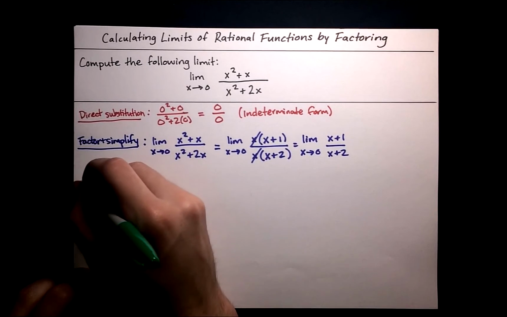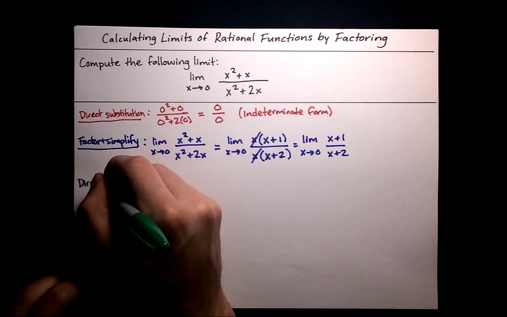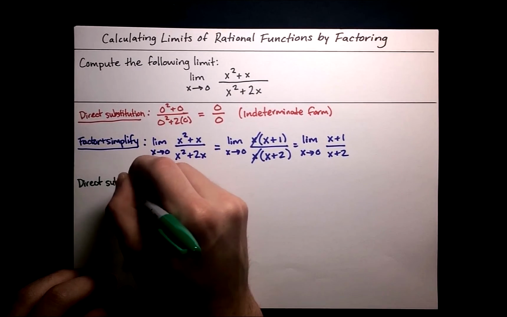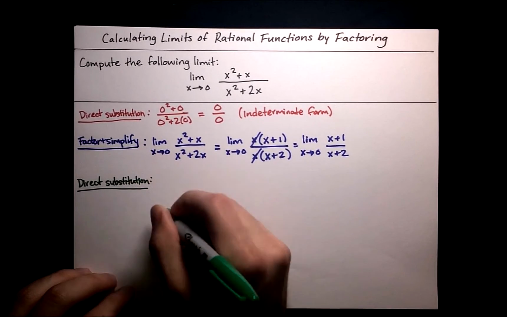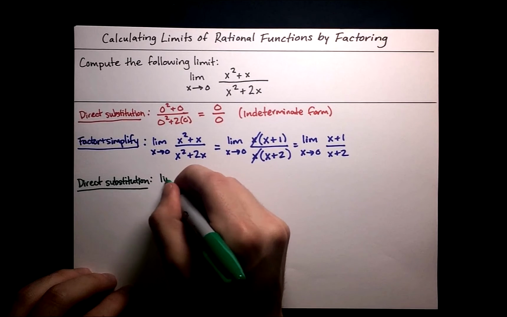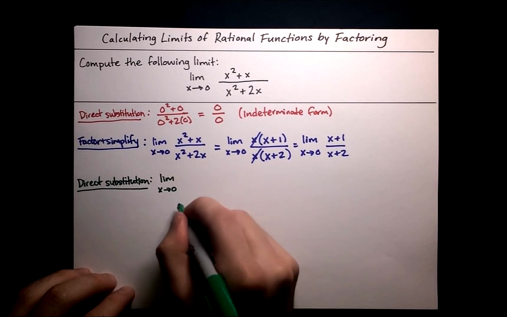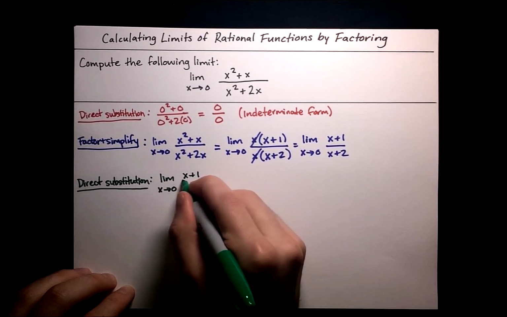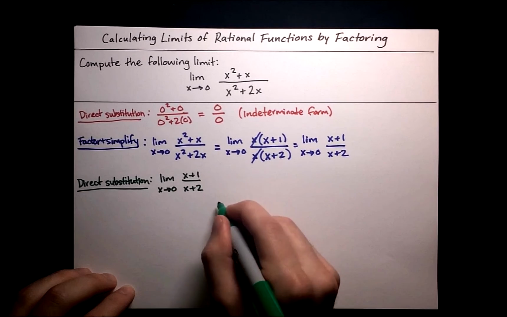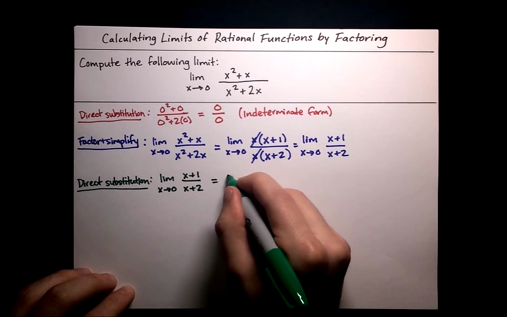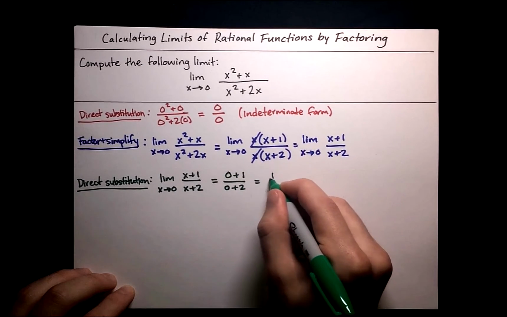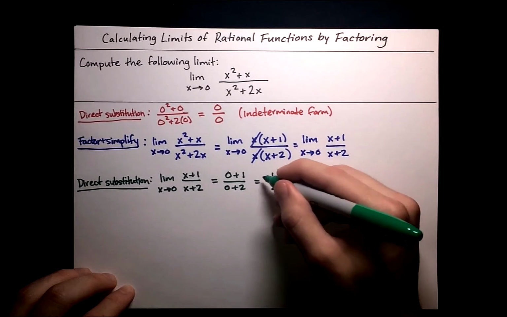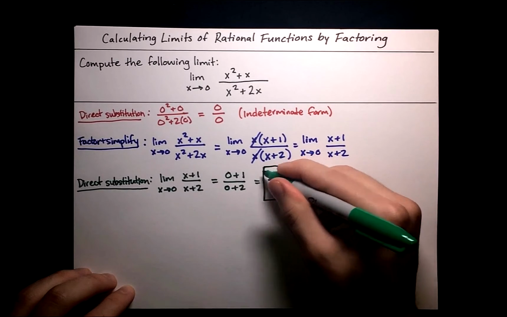And now we can go ahead and attempt direct substitution again using the simplified form of the limit. So limit as x approaches 0 of (x plus 1) over (x plus 2), and then we'll go ahead and plug in 0 for x. So 0 plus 1 over 0 plus 2, and that just comes out to a half. So there we go. That's it. The limit is equal to a half.